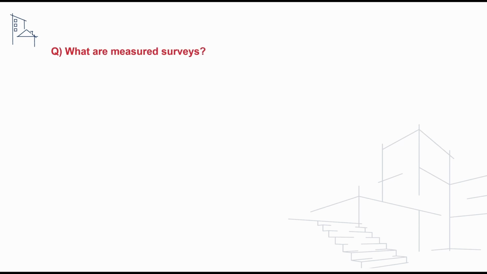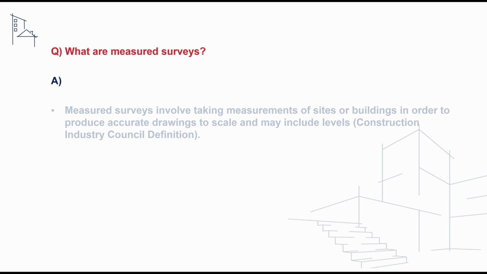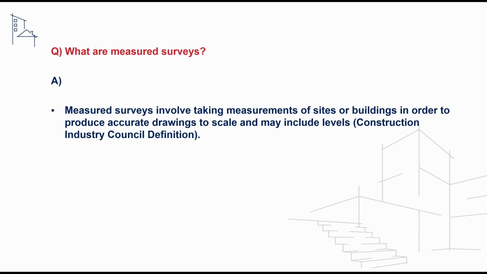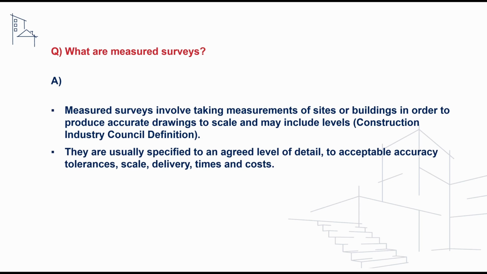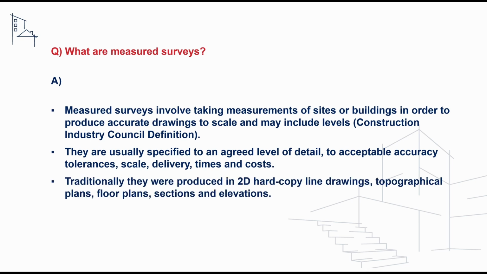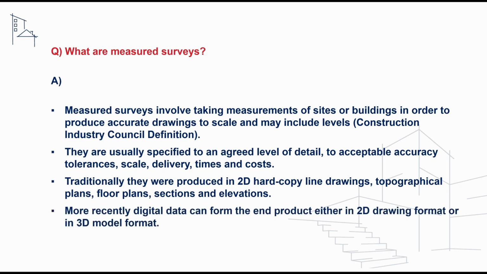We may also receive a question on our understanding of measured surveys, and to address this we can say that measured surveys involve taking measurements of sites or buildings in order to provide accurate drawings to scale. They are usually specified to an agreed level of detail, to acceptable accuracy tolerances, scale, delivery times and costs, and traditionally these were provided in 2D hard copy line drawing format with topographical plans, floor plans, sections and elevations, and more recently this has been provided in digital format where the end product can be provided either in 2D drawing format or in a 3D model format.